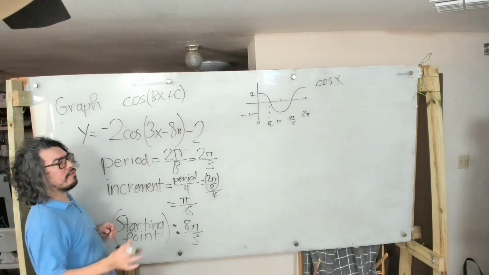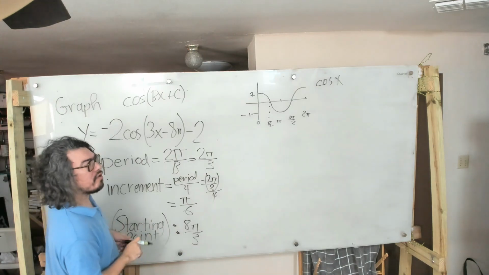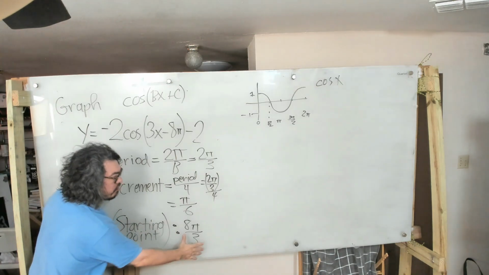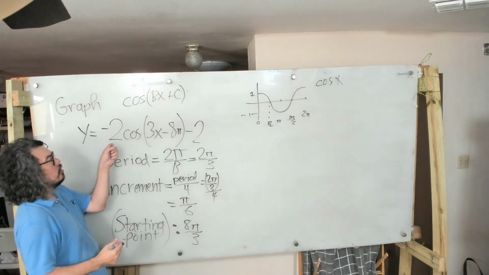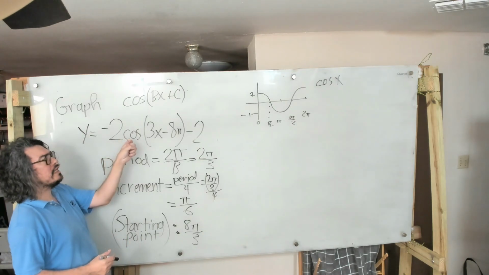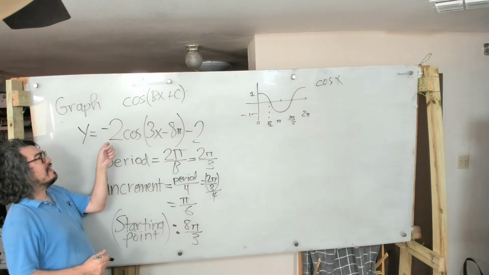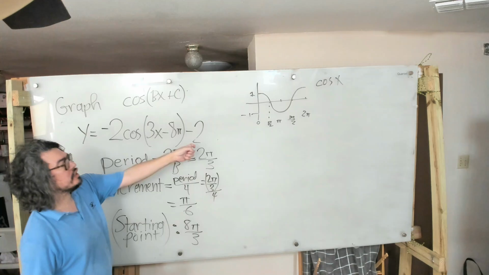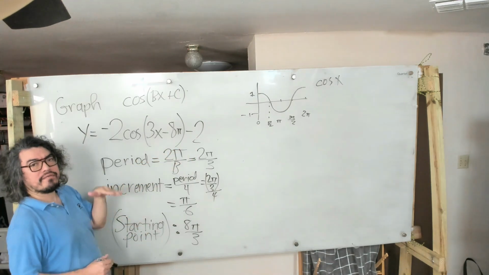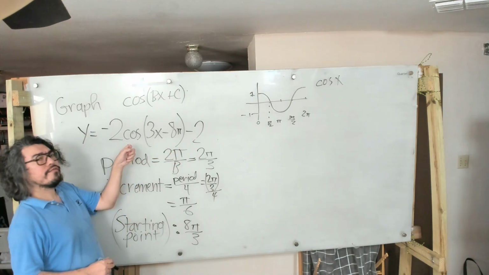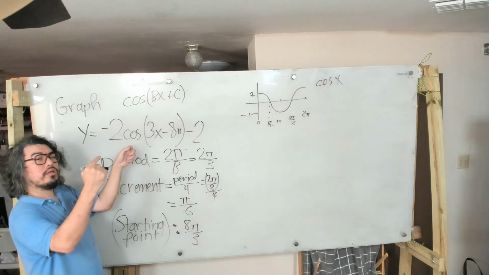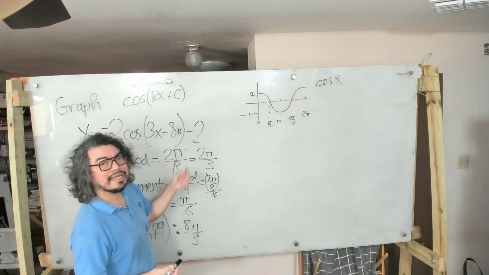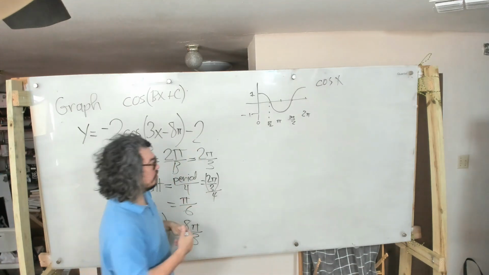The first thing I want to do before I graph the thing is figure out what y's we're going to have. The x's we already know. 8 pi over 3 is our starting point. If cosine takes on the value -1, then this will be -1 times -2, which is +2. 2 minus 2 is 0. So we need to have the y value 0. Now, if cosine takes the value 1, 1 times -2 is -2. -2 minus 2 is -4. So we need to have those values.